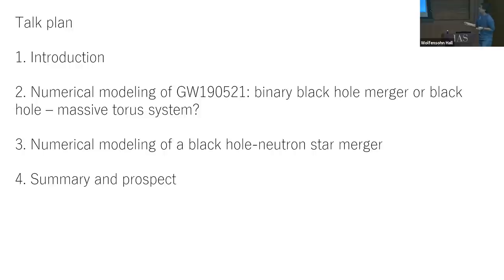In the third part, I'm going to talk about our latest numerical modeling of black hole neutron star mergers. By chance, the paper is out today on arXiv. In particular, I'm going to focus on the central engine of short gamma-ray bursts in this case. And finally, I'm going to summarize the talk and mention the prospects.